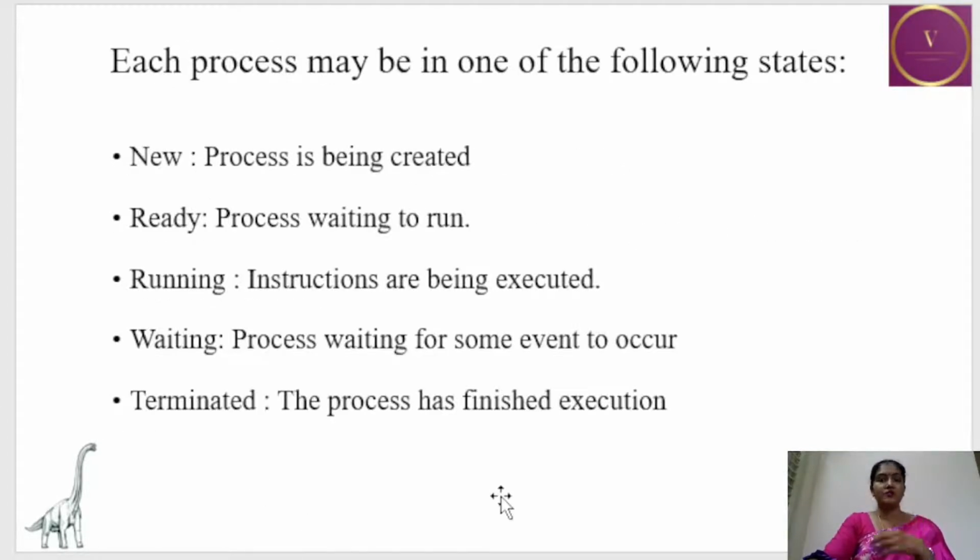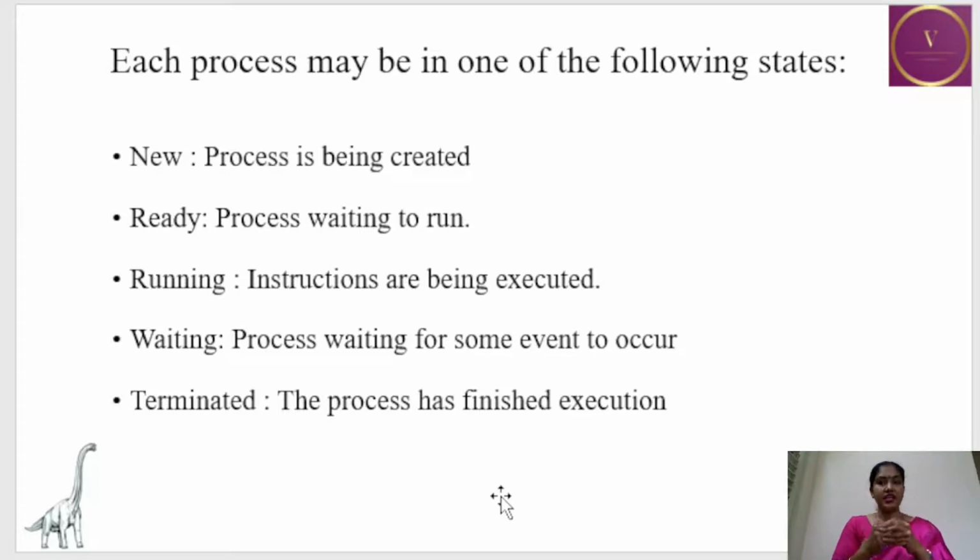So each process may be in one of the following states. All the processes will be in one of these states. It will be either in the new state, that is the process is being created, or in the ready state, where the process is waiting to run, waiting to get executed, or in the running state. In the running state, the instructions are being executed.